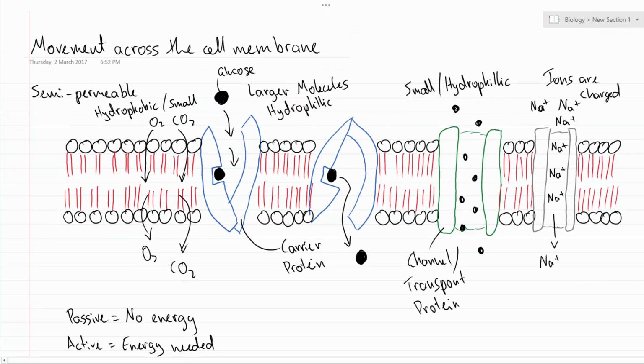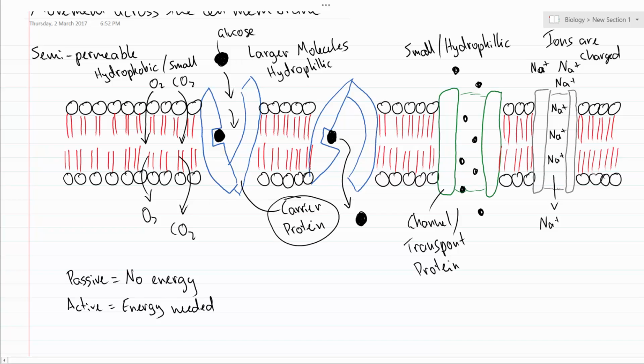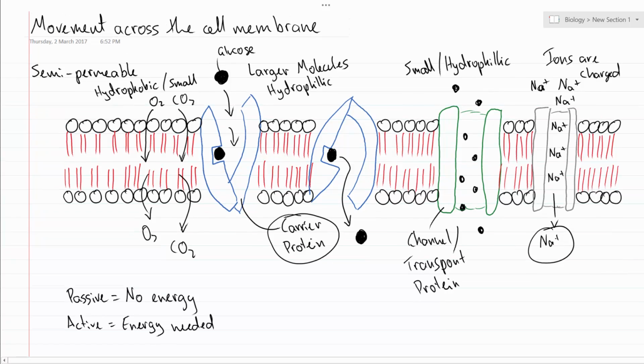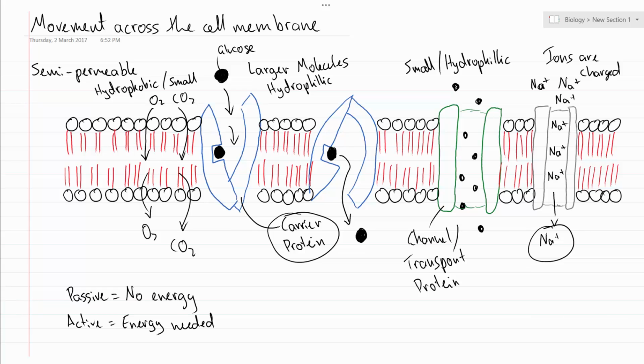So things like the carrier protein here might require it. Things like ions often need to be pumped or moved across with energy against the direction that they naturally want to move. So there's a few of the main ways that different molecules cross the membrane, whether via a protein or not. And some of these processes are passive, which require no energy, while some of these processes are active, which do require energy.